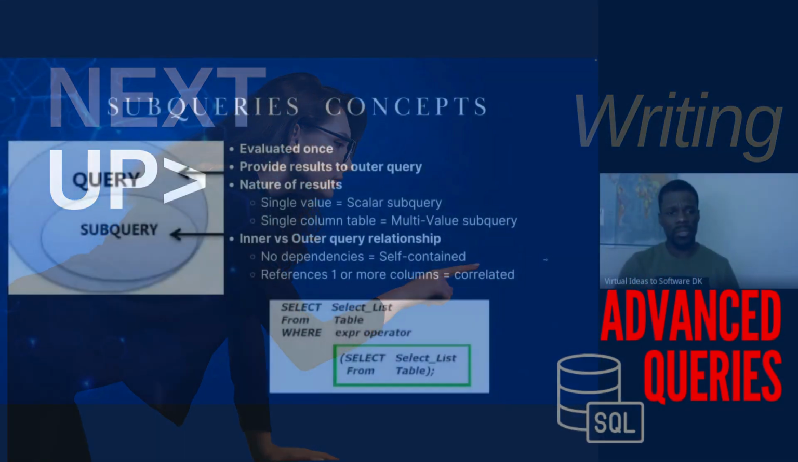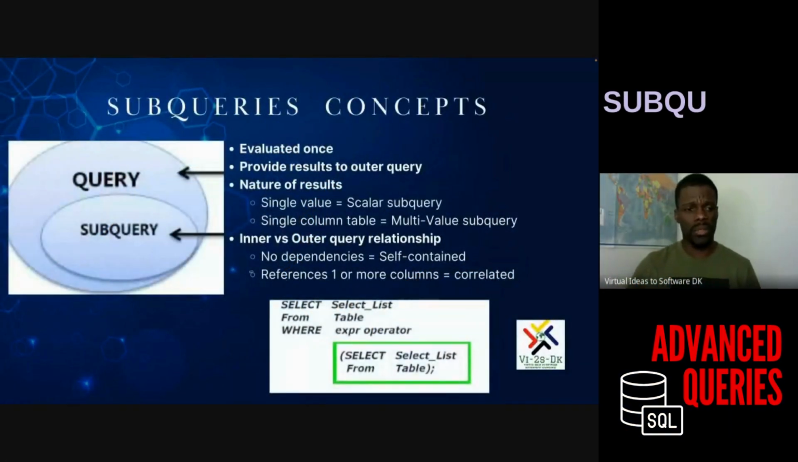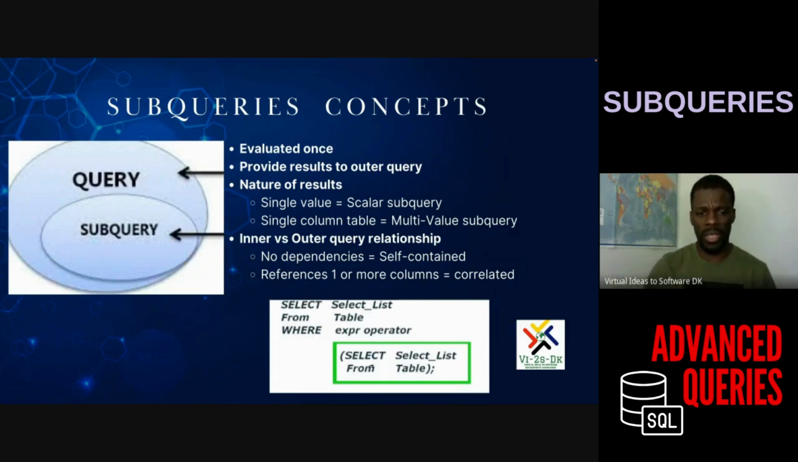So a subquery, as you can see, is a query within another query, similar to what we see here at the bottom right. This is the inner query and the outer query. The inner query provides its results for the outer query to be able to look at. So it depends now on the nature of the results that are coming from the inner query. If the nature of the result is just one value, then we are looking at a scalar subquery.